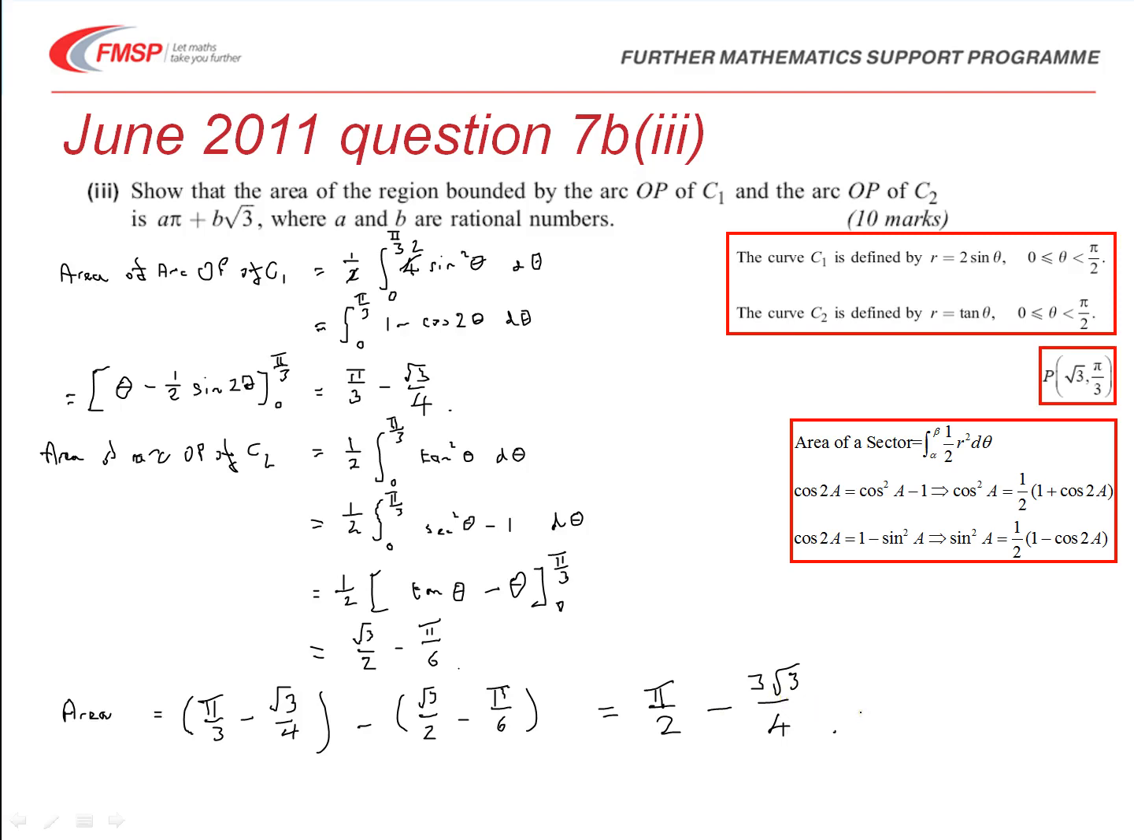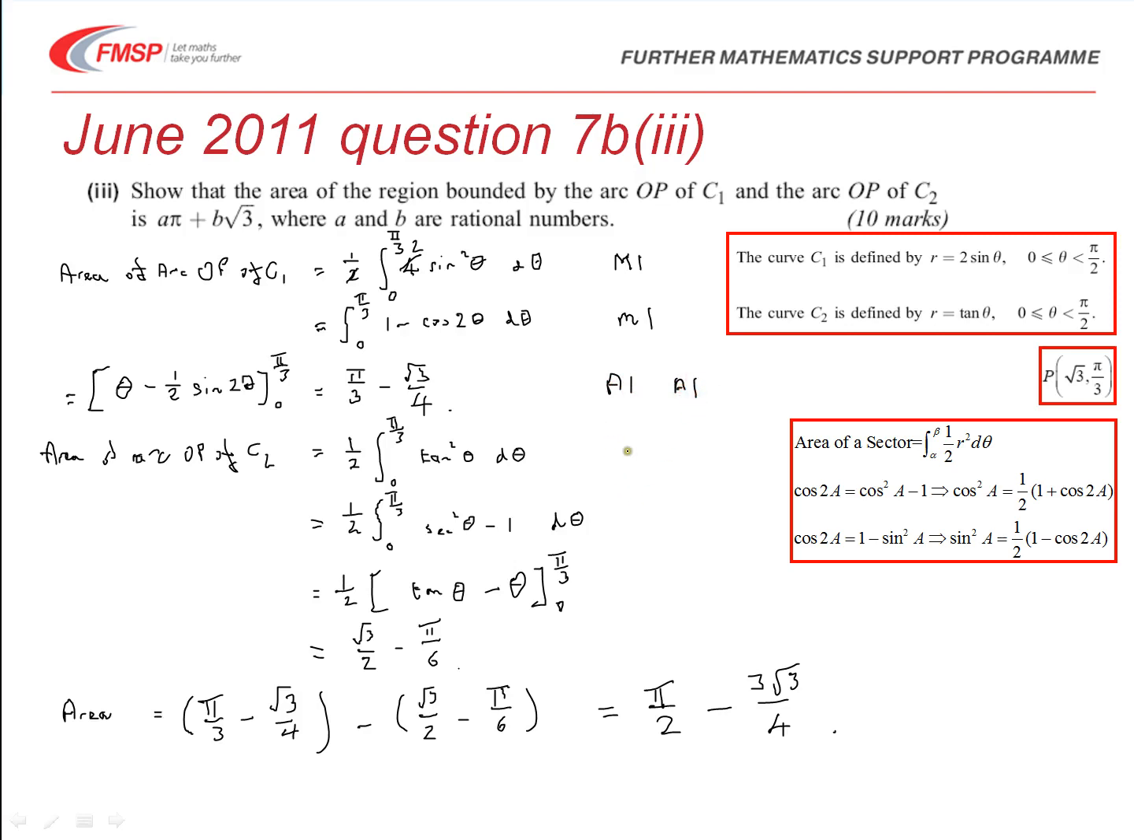Well, the allocation of the marks will be, I've got 10 marks to allocate here. So again, for substituting into the correct formula to get the first area, will give you 1 mark. And then a method mark for then replacing the sine squared with the cos 2 theta. Being able to integrate that accurately will give you 1 mark, and then being able to evaluate that accurately will give you a 4th mark.